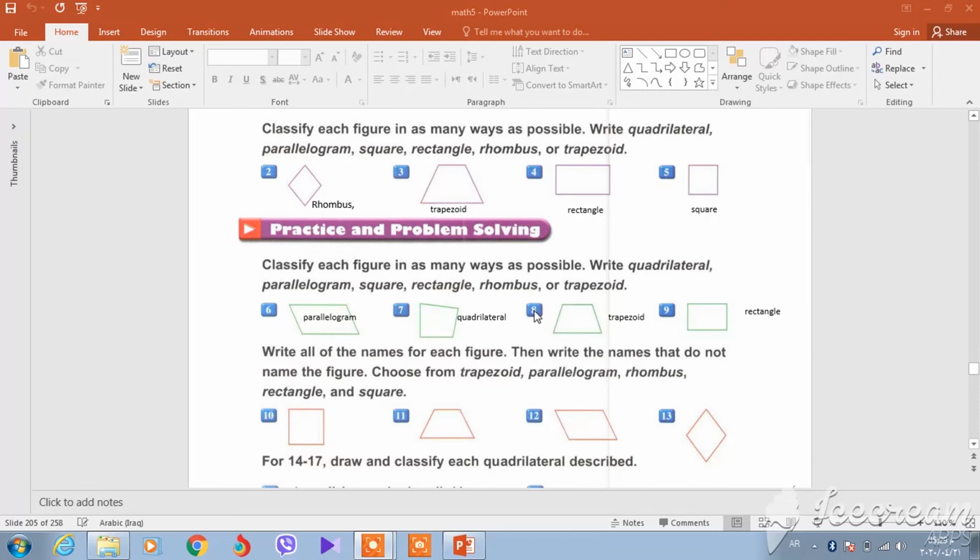If you look at practice 8, we have a trapezoid because just one pair is parallel, and also you can say a quadrilateral. Practice 9, we have a rectangle and you can say a parallelogram because two pairs are parallel, and you can say a quadrilateral also, student.